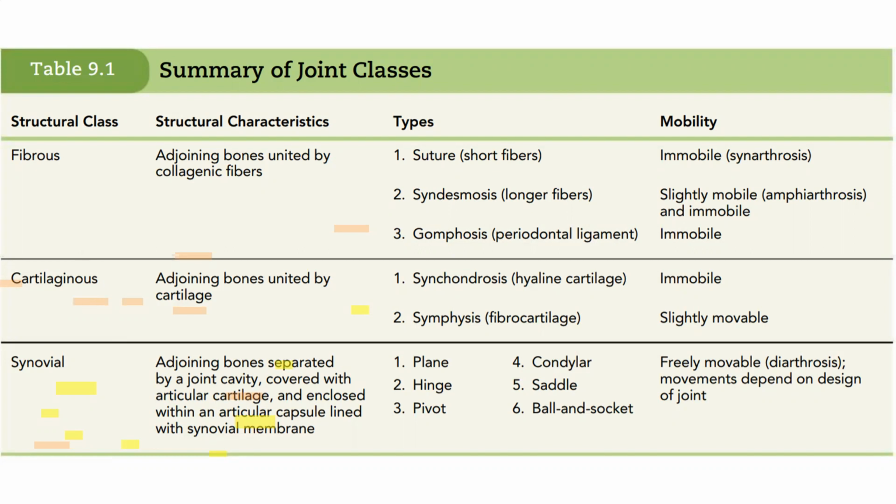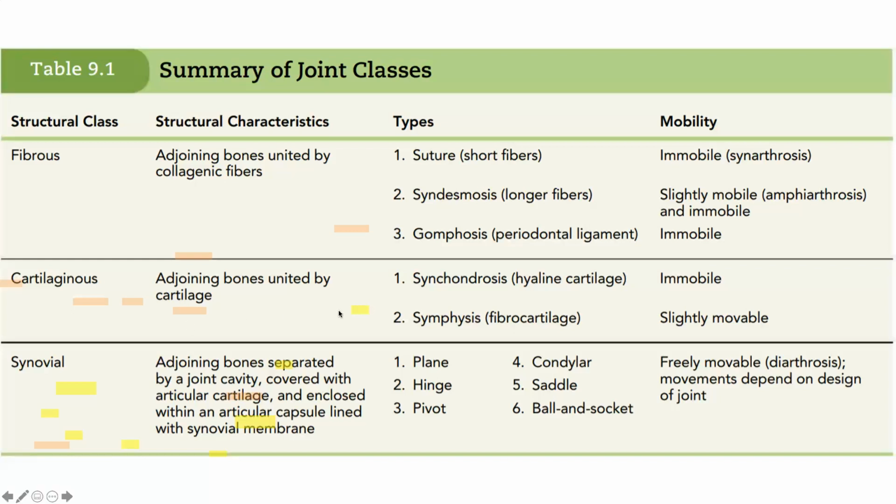Synovial joint is a special type of joint, and we need to discuss it in a little more detail. Synovial joints, the adjoining bones are separated by a joint cavity. The bone ends in the joint are covered with articular cartilage, which is made of hyaline cartilage, and the joint is enclosed with the articular capsule. And that articular capsule is lined by outer fibrous and inner synovial membranes.